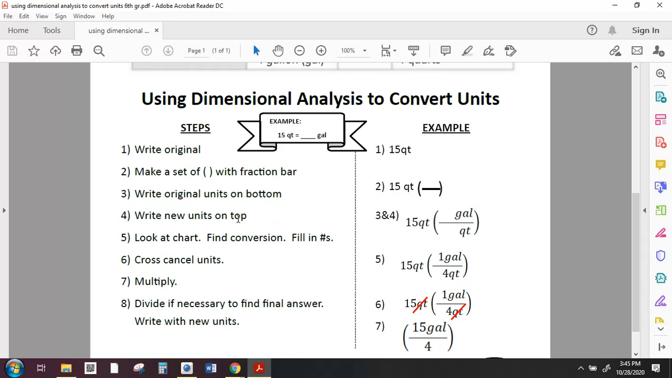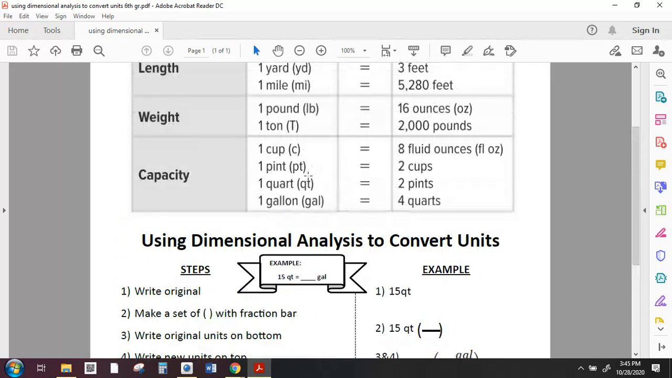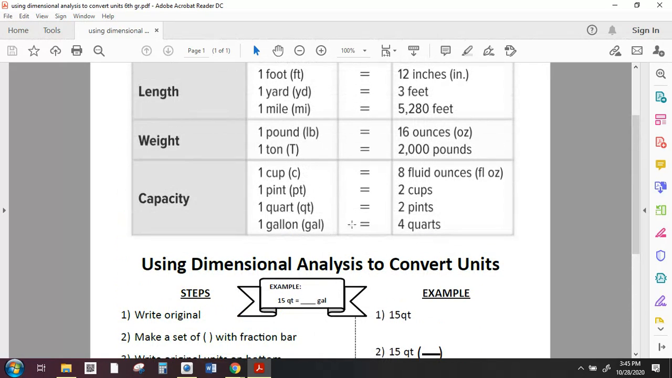And then the new units go on the top in the numerator. We're switching to gallons, so I put gallons on the top. Notice there's no numbers here yet. I'm just putting in the labels. Then we're going to look at the chart. We're trying to find the conversion, and we fill in the numbers. So let's go up and see if we can find quarts and gallons right here.